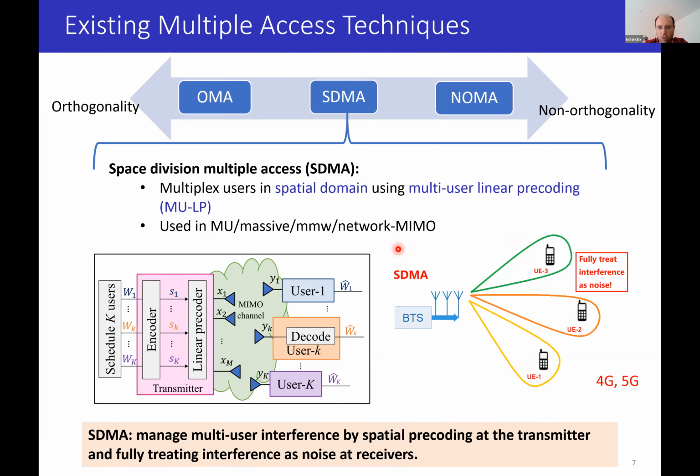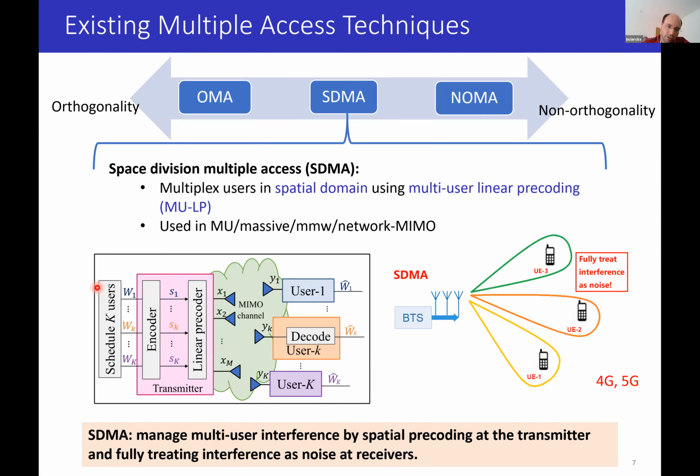So the idea is the following: you have multiple antennas at the transmitter, you create multiple beams, and each user is served by essentially one beam. And the important thing is what you do at the receiver. At the receiver, you simply do nothing. You treat any residual interference as noise. And so what you do is that hopefully by forming those beams, by doing precoding, you manage the interference sufficiently well, such that the interference at the receiver is quite negligible.